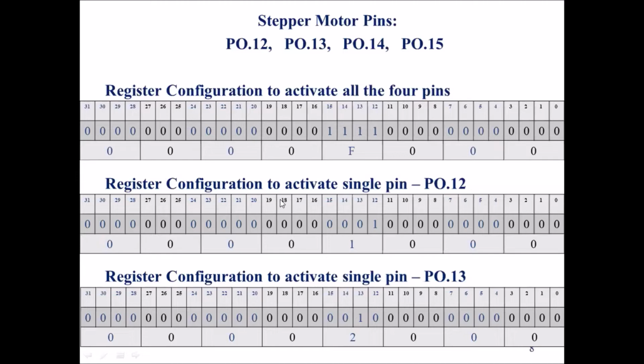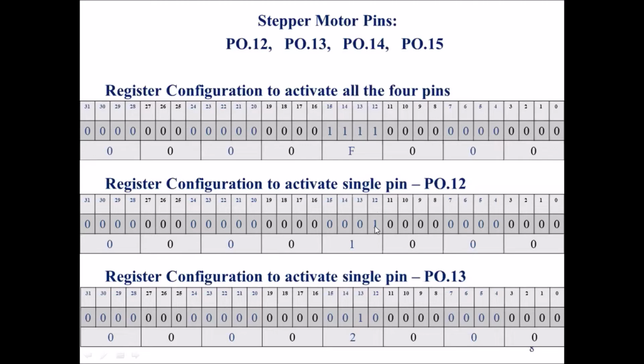So next, let's see the register configuration to activate a single pin. That is the port 0 pin 12 under coil A. So let's see how to activate the coil A in this stepper motor. Coil A, as I told, is associated to port 0 pin 12. In port 0, as I told, there are 32 pins, ranging from 0 to 31. So under pin 12 you should write 1, then under all other pins you should write 0.